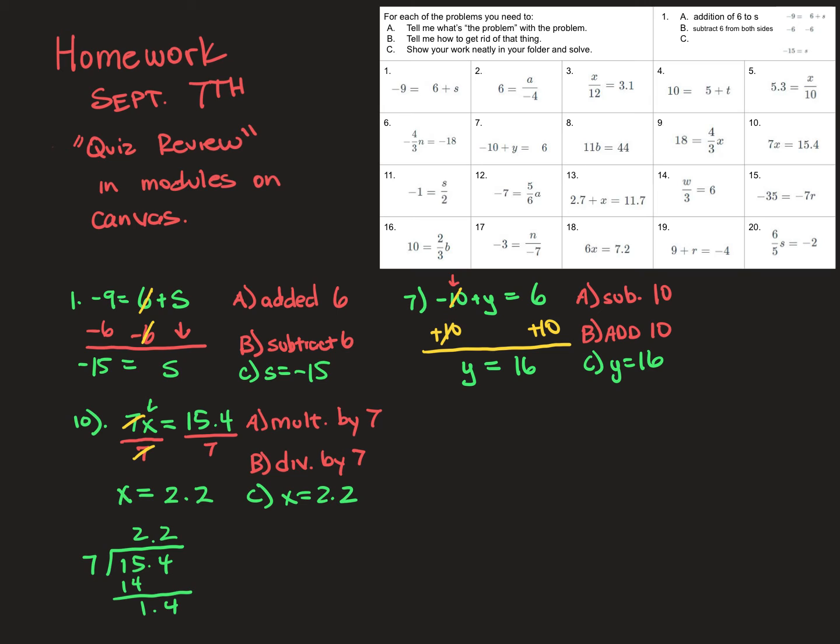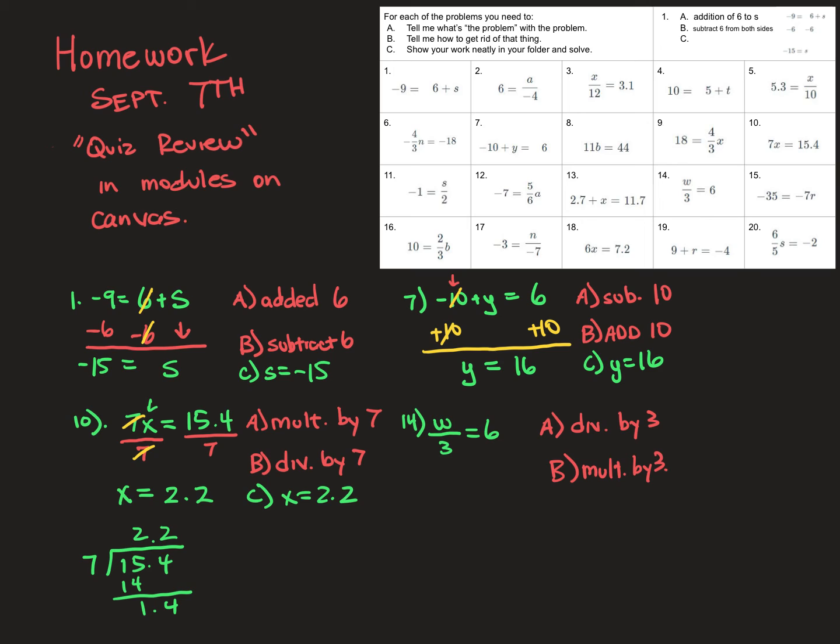All right, we've got an addition, subtraction, multiplication. Can I find a division? I will do number 14. w divided by 3 equals 6. The problem with our problem is that they divided our variable by 3. w is divided by 3. So what do I have to do? I have to get rid of that by multiplying by 3.